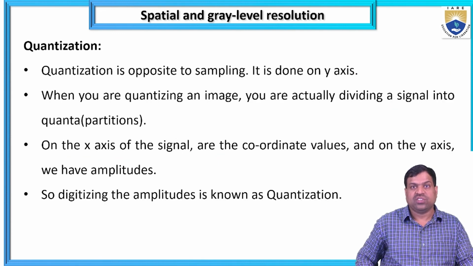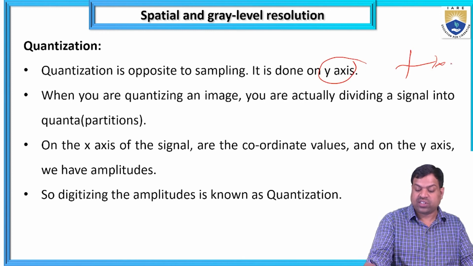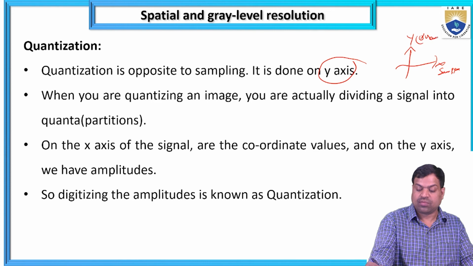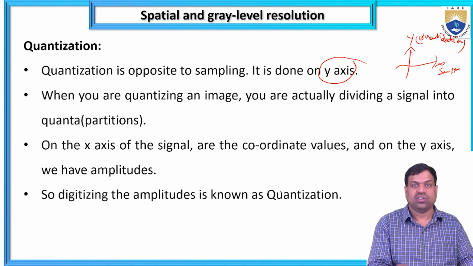So what is quantization? It is the opposite of sampling and it is done on the y-axis. We already know that the x-axis is sampling and the y-axis is quantization. So quantization is the opposite of sampling. It is done on the y-axis.